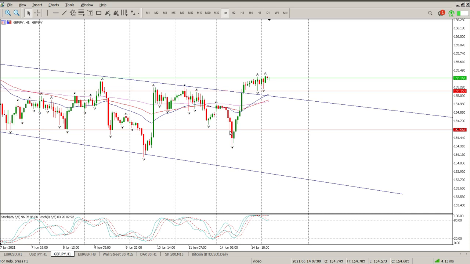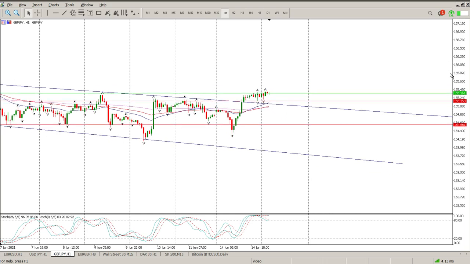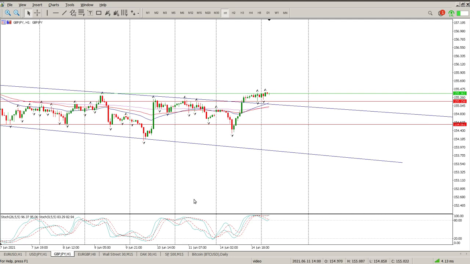I don't know what the noise was, but the trick now is to stay above structure, and that's 155. So we need to stay above 155. If we can stay above 155, there is merit to start looking for opportunities to the upside. Oscillators on the hour are quite a bit overbought, sorry. Extremely overbought at the moment.